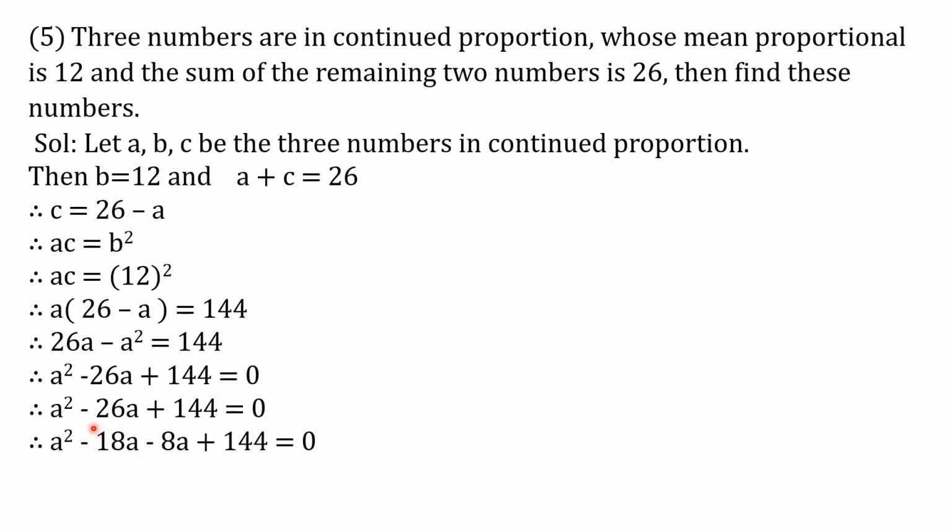Now, as the middle term has a minus sign, both these terms will have a minus sign. So, your next step will become a square minus 18a minus 8a plus 144 equal to 0. Now, you'll group these two terms and take common among them. So from the first two terms, you'll get a in bracket. a is common, so you'll write a outside. So a remains. So in bracket, 1a from the first term minus, here already we have taken a outside, so 18 remains.